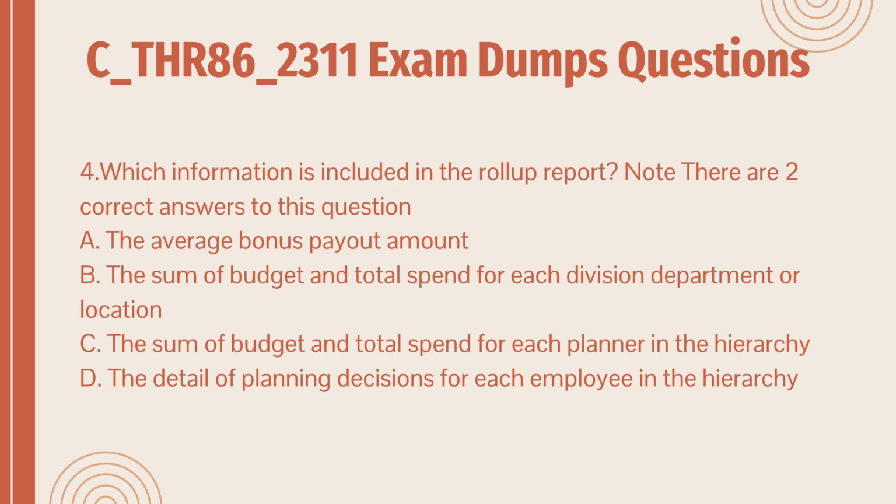4. Which information is included in the rollup report? Note there are two correct answers to this question. A. The average bonus payout amount. B. The sum of budget and total spend for each division, department, or location. C. The sum of budget and total spend for each planner in the hierarchy. D. The detail of planning decisions for each employee in the hierarchy.